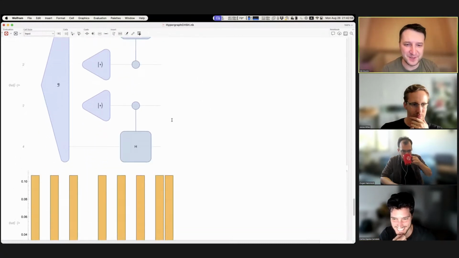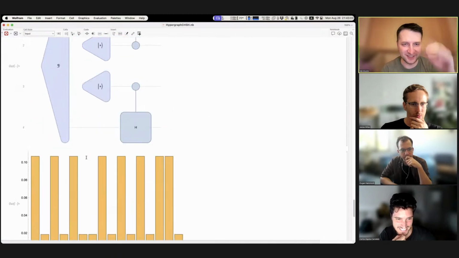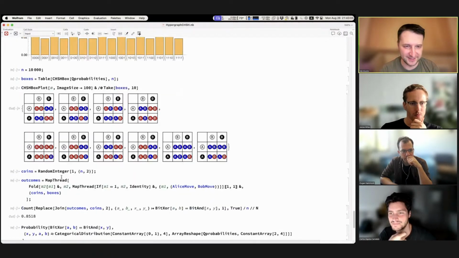Yeah, let me speed it up a little bit. Let's just jump right there. The point is, this is a quantum box. You can do it like this. You can manipulate them.